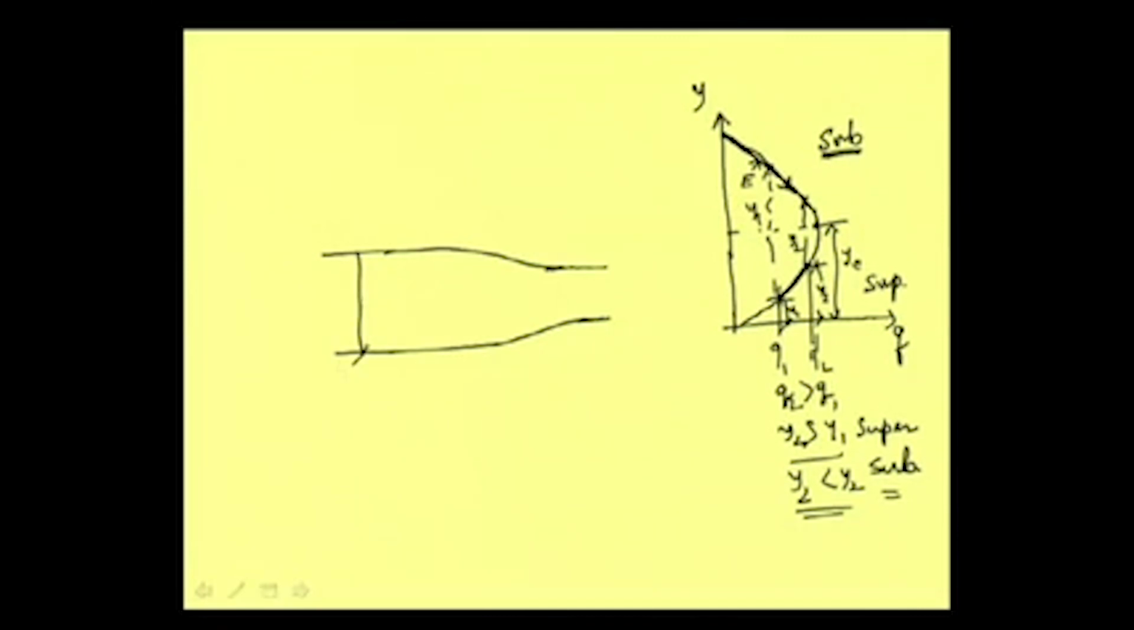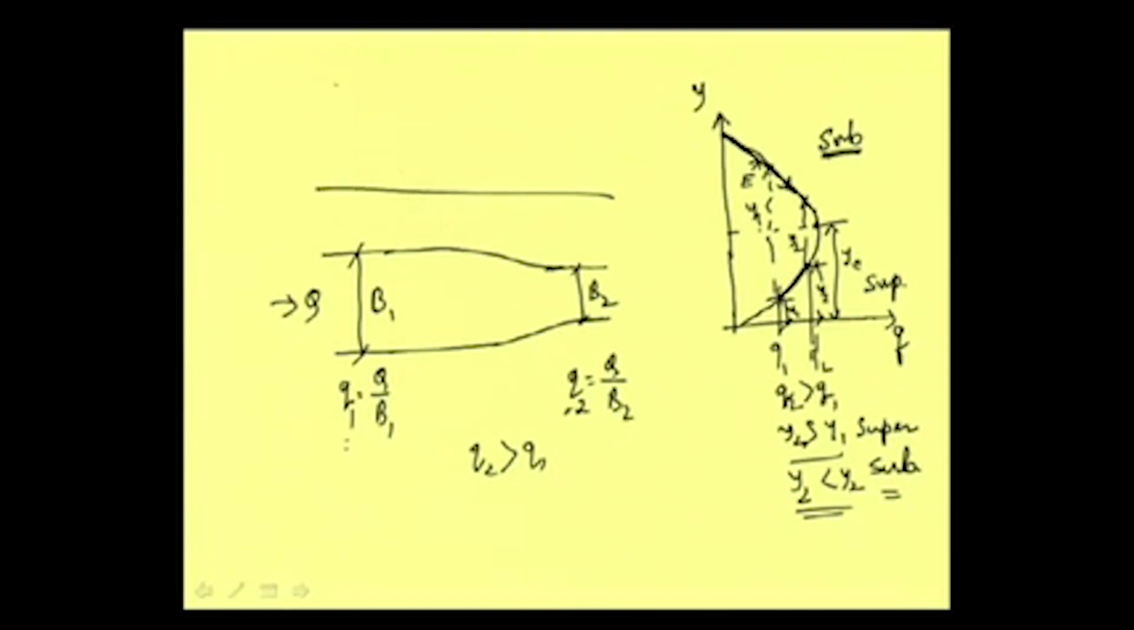So, here our B is B1 and here B is B2, and Q coming is Q. So, unit discharge at this point is Q1 equal to Q by B1 and at this point Q2 is equal to Q by B2. As B2 is less, Q2 is greater than Q1. Now what about the flow depth?